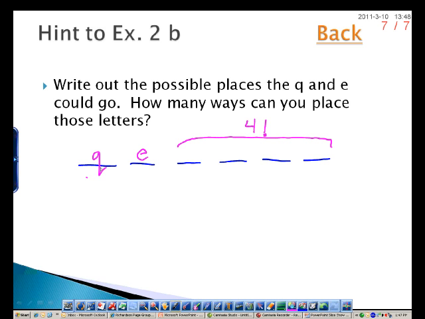So I could have Q and E in the first 2 spots, and then how many options were there? 4 factorial. What if I move Q and E to the next 2 spots? Then there's 4 factorial there. What if I move Q and E here? There's 4 factorial options there. 4 factorial options here, and 4 factorial options here. So how many arrangements are there right now?